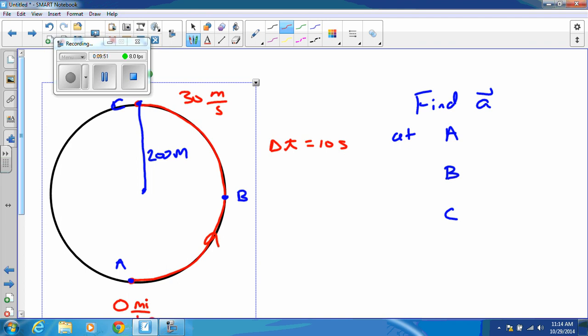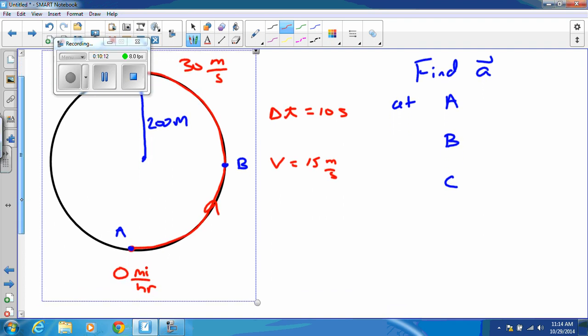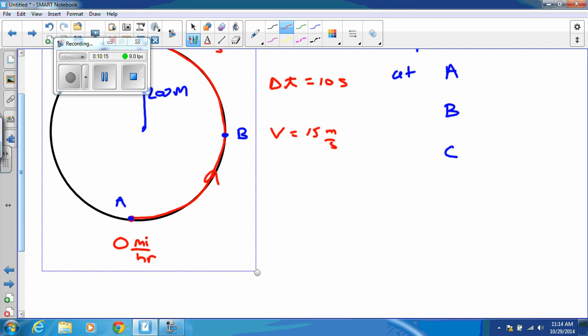Now, first of all, let's use a little bit of common sense. If we assume a constant change in speed, then what will the speed be at point B? 15 meters per second, yeah. Good. We're going to need that speed in order to compute the centripetal acceleration. So let's compute our acceleration components separately.